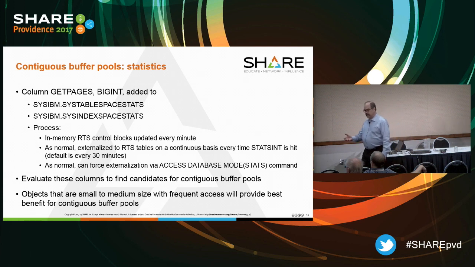We have changes in statistics to support this. I already mentioned this, right? There's a GET_PAGES column with a data type of BIGINT, large integer, for SYSTABLESPACESTATS and SYSINDEXSPACESTATS so that you can see what the candidates are for page steal none buffer pools. And we're going to update those every minute. We'll externalize them based on what your STATSINT is set to in ZPARM. And if for some reason you're concerned that you don't have the latest stats when you go to take a look, you can always issue ACCESS DATABASE MODE(STATS), and that will force the latest updates to be externalized to RTS so you can see them.